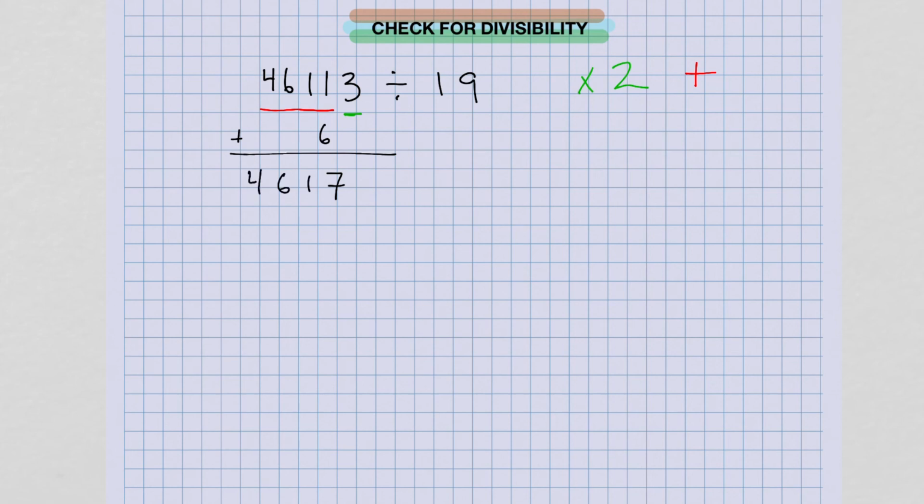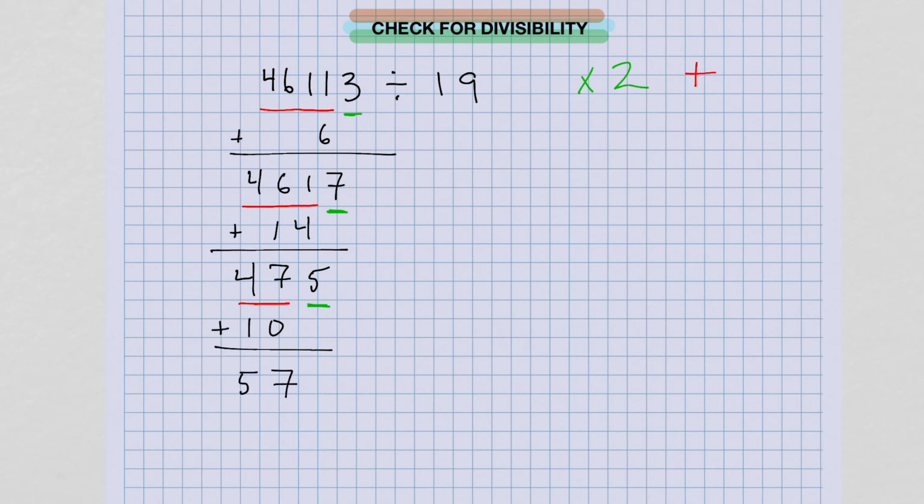Once again, we're going to take this last digit, multiply it by 2, and add it to the remaining digits. So 7 times 2 gives us 14, so let's add 14 here. 1 and 4 give us 5. 6 and 1 give us 7, and that 4 comes down. Let's repeat this process again. Let's take this last number, multiply it by 2, add to the remaining digits. 5 times 2 is 10. 47 and 10 give us 57.